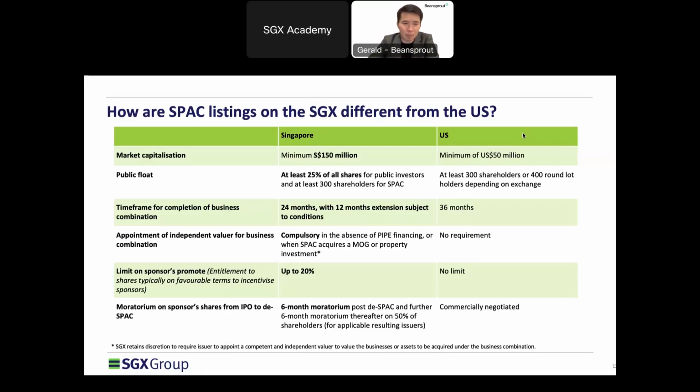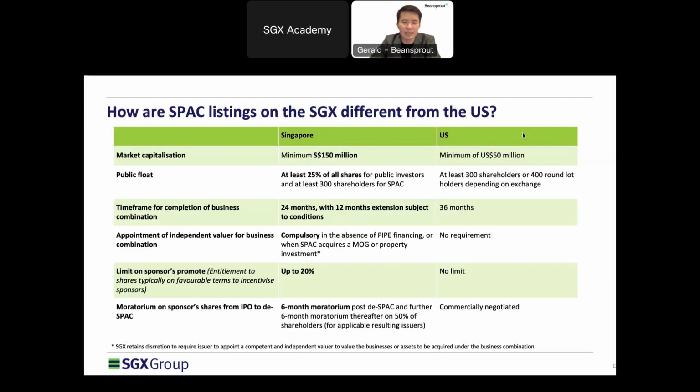I spoke about some other protection mechanisms earlier. So first and foremost, there's this thing called the sponsor's promote, which is that the sponsors are entitled to shares on more favorable terms to incentivize them to actually find a good target. In Singapore, the limit is 20%, but in the US, there's no limit.